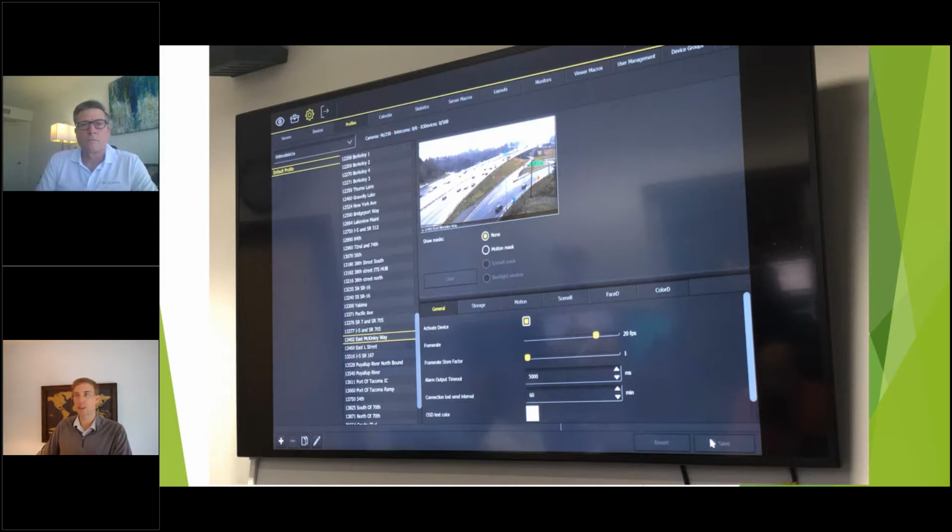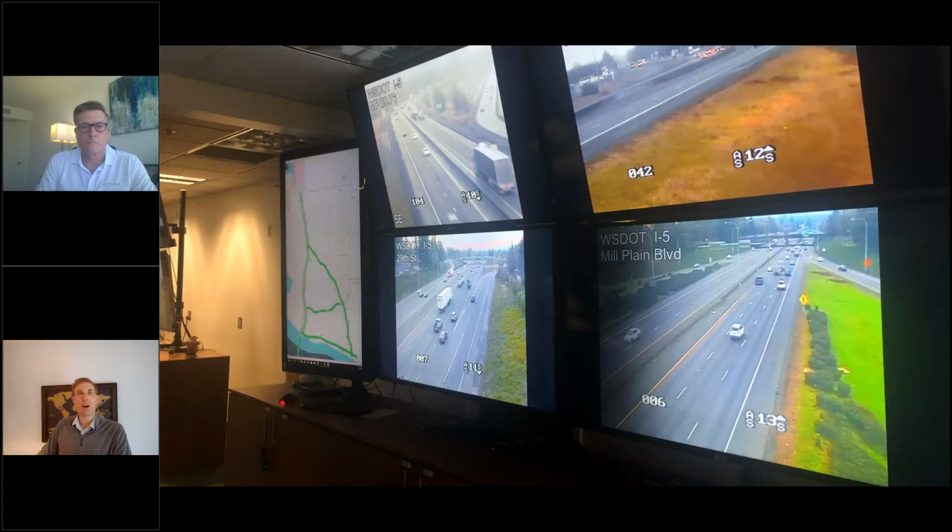And again, here's their image of their TMC with various cameras over certain directions, and then you can see the roads that they're monitoring, those state managed roads. So again, tying it all back to that iceberg, the interoperability being a real benefit to a lot of this.